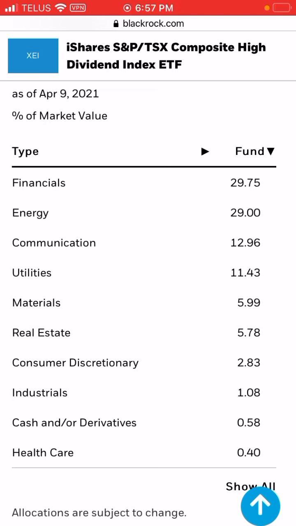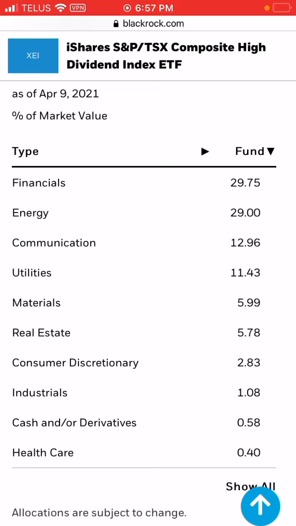Another one here is the fees. They charge 0.22% every year. What that means is they automatically charge 22 cents for every $100 invested in XEI. I am going to invest $500 in it, and so the total fee in a year is going to be approximately $1.10. Those were the fees, and they are going to automatically deduct it from the price of XEI.